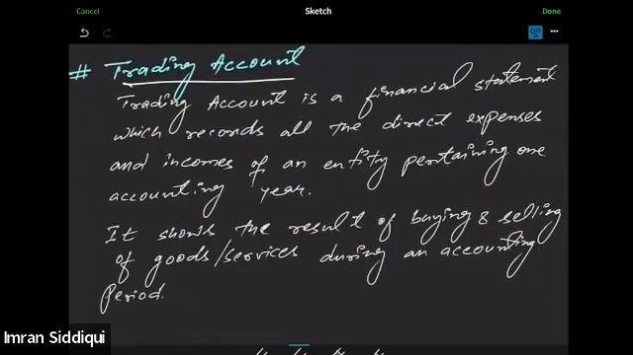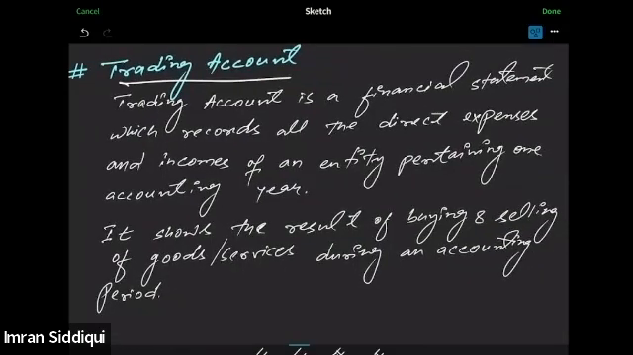All right. So it is written that trading account is what? Trading account is one of the financial statements which is prepared under the final account. There we record all the direct expenses and income of an organization, in relation to, you can say, factory level. Whatever expenses an organization has to incur at factory level, all such direct expenses and incomes are recorded in the trading account.